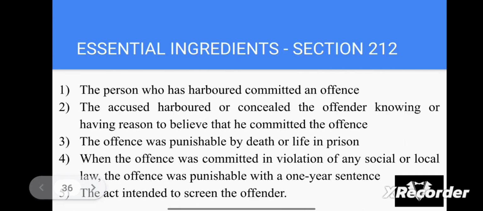The essential ingredients of Section 212 are: an offence has been committed, the accused harbored or concealed the offender knowing or having reason to believe that he committed the offence, which was punishable by death or life imprisonment, or when the offence was committed in violation of any social or local law, the offence was punishable with a 1 year sentence. The act was intended to screen the offender.